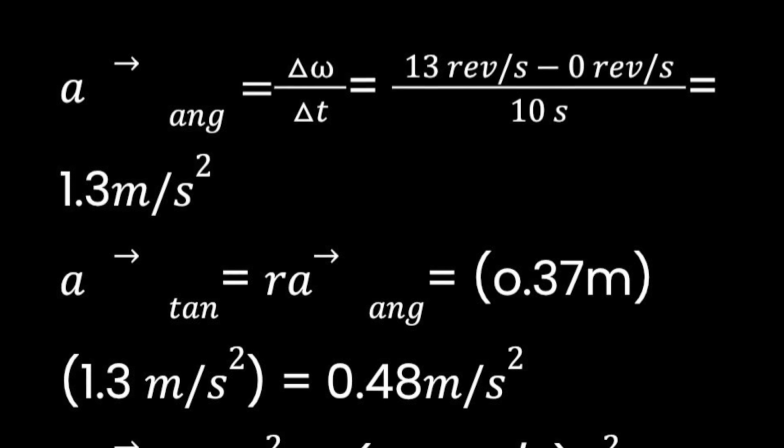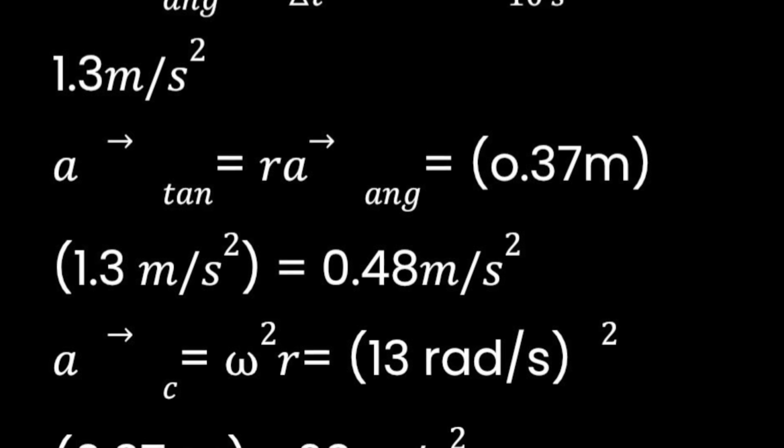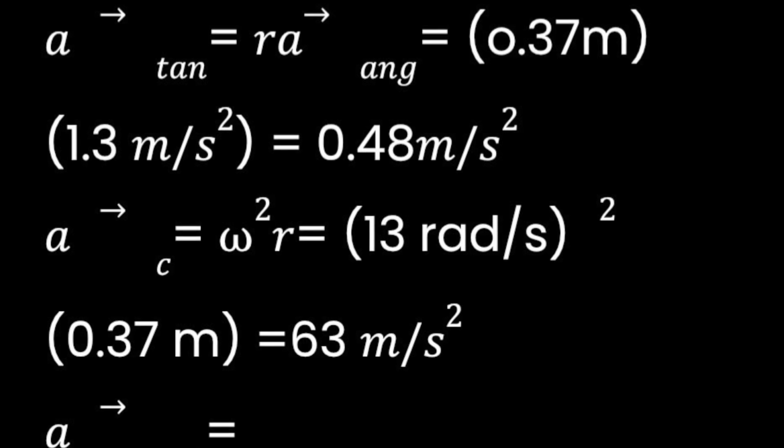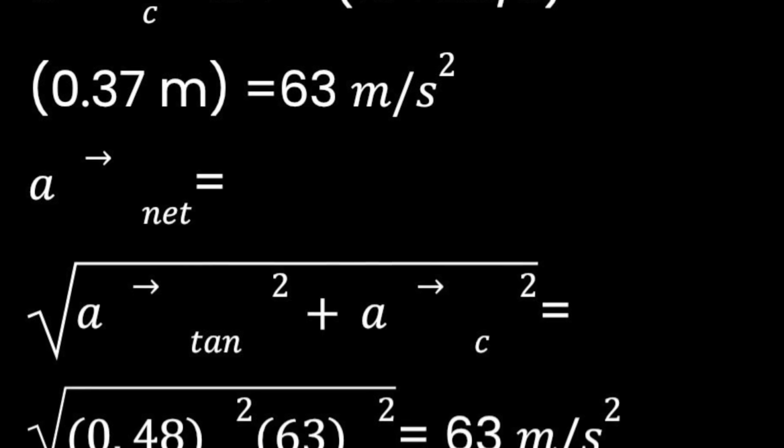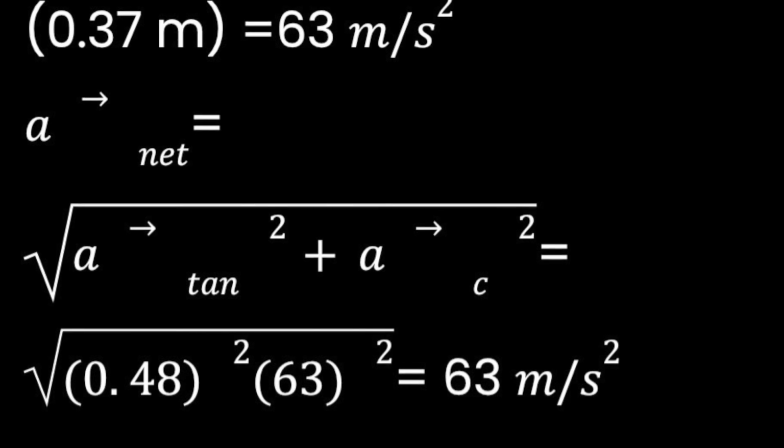The angular acceleration is 1.3 meters per second squared. The tangential acceleration is 0.48 meters per second squared. And the centripetal acceleration is 63 meters per second squared. The total acceleration is 63 meters per second squared.